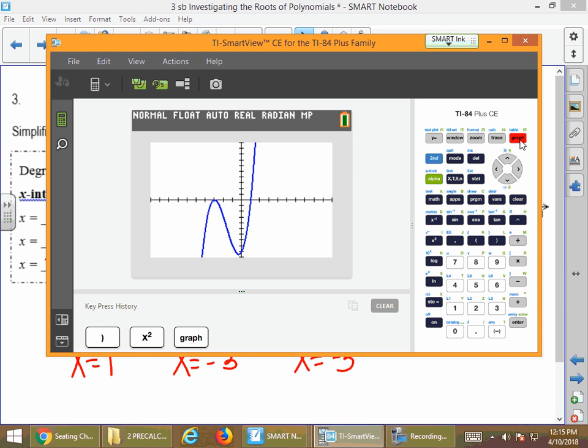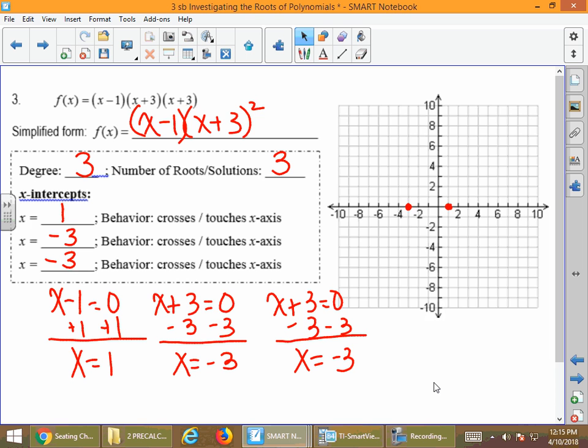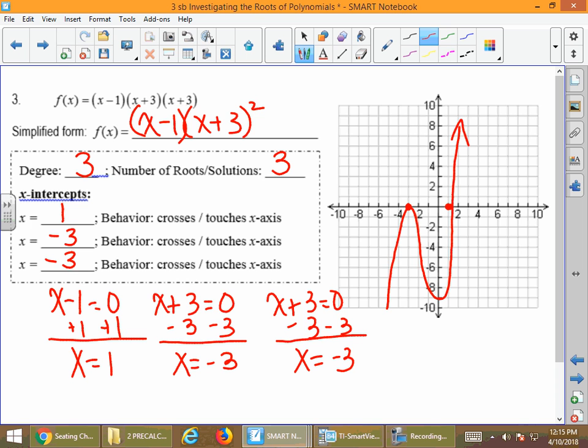Again, we're not going to be too specific here on our graph. Put it roughly. It looks like that. We want the sketch so we can identify, does the graph cross or does it touch the x-axis? Well, at 1, does it cross or does it touch? And it actually crosses.